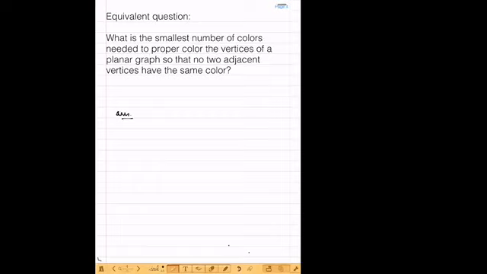So very good. This number, the smallest number, is called the chromatic number. Chromatic number of the plane, and the answer is 4, and it was proved in 1976. Okay. Now, so this is a theorem that has been proved.